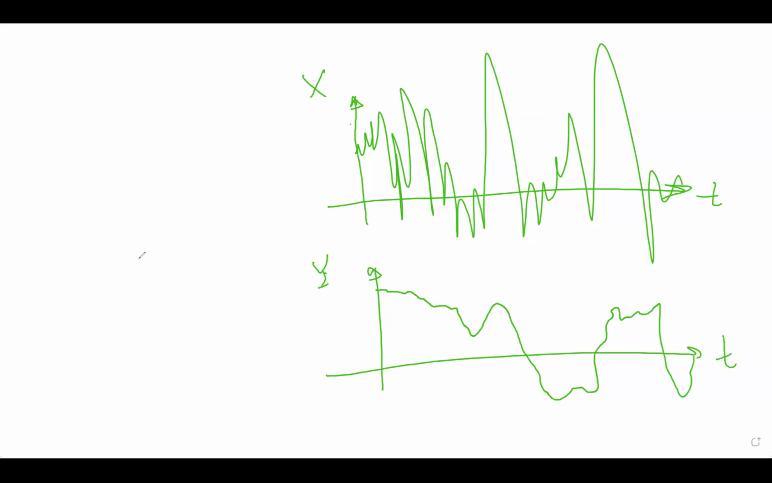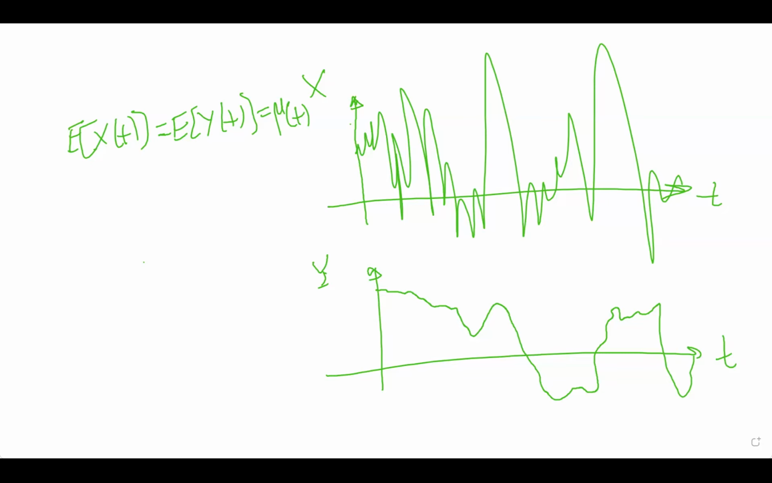So maybe the expected value of x at t might be the same as the expected value of y at t. Assume that they are similar or very close to each other. So the mean over time, both of them have the same mean. Maybe they are stationary, so you don't need to put t, or non-stationary, so you can put t like this, but it doesn't matter. So now the mean is the same.